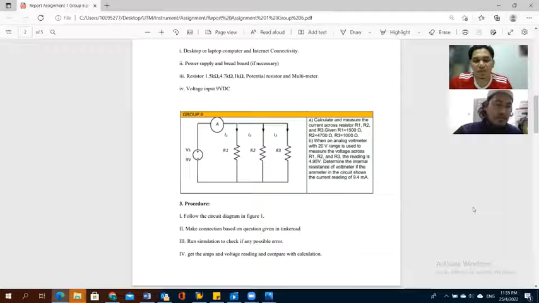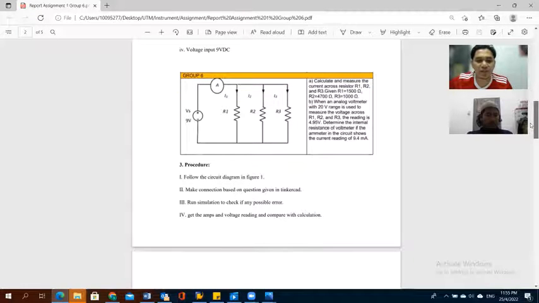And question B is, when an analog voltmeter with 20 volt range is used to measure the voltage across R1, R2, and R3, the reading is 4.95 volt. And we have to determine the internal resistance of the voltmeter, if the ammeter in the circuit shown has a current reading of 9.4 milliamp.